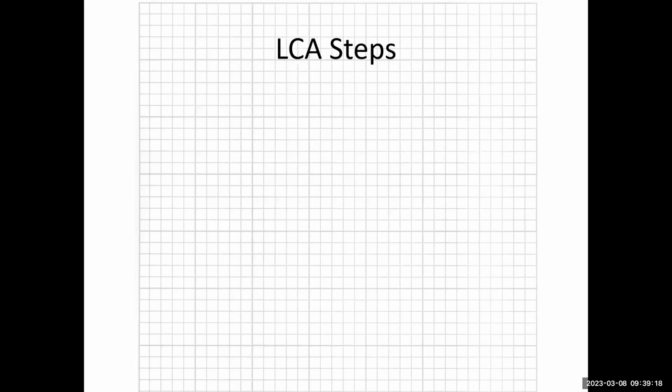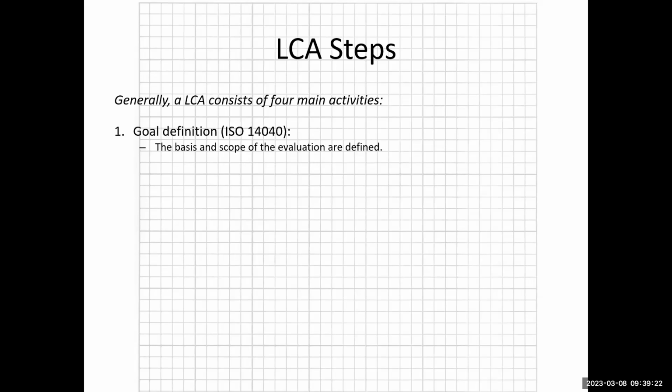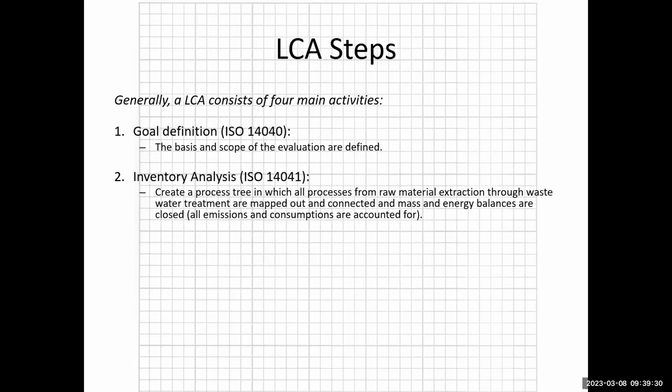All right. One more time. Goal definition. The basis and scope of the evaluation are defined. So do that for me. Inventory analysis. Create a process tree in which all processes from raw material extraction through wastewater treatment are mapped out and connected, and mass and energy balances are closed. All emissions and consumptions are accounted for. Try to do this for me.